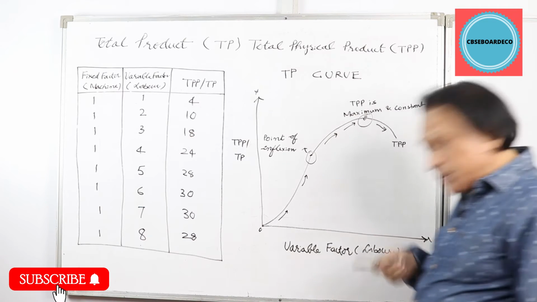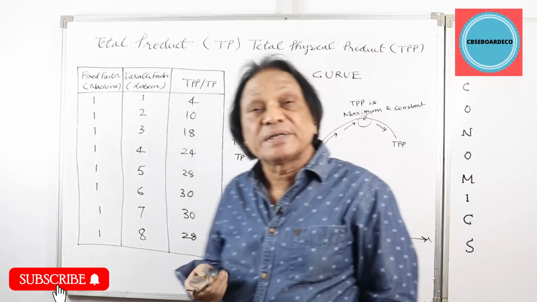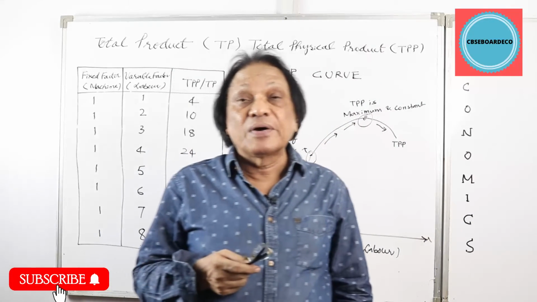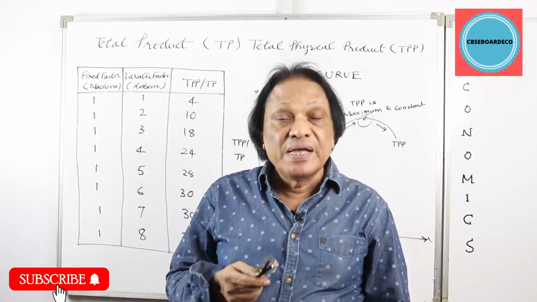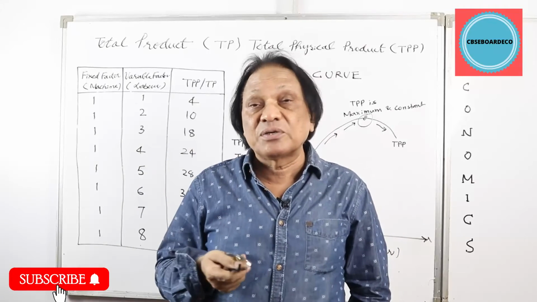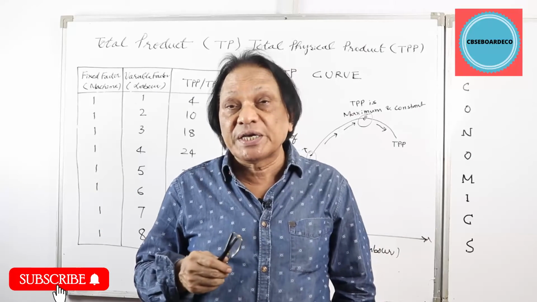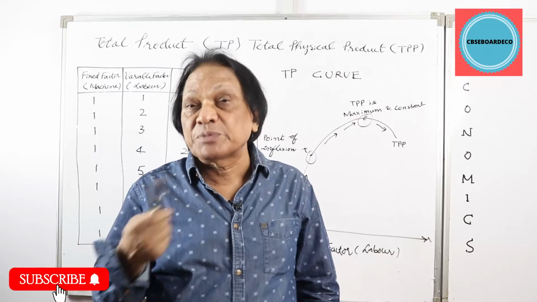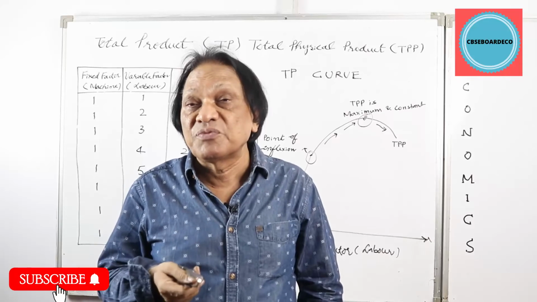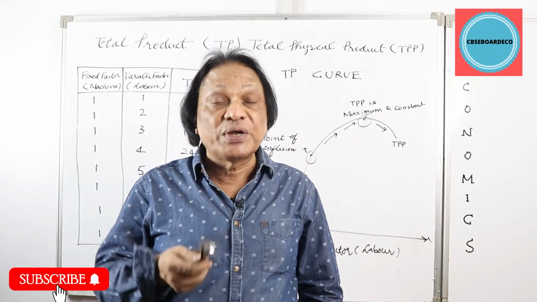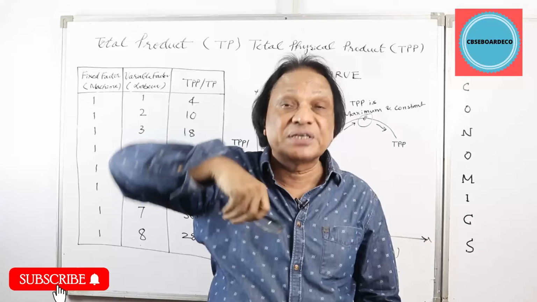Why is this happening? Why is the total product not increasing at a constant rate? There are 2-3 reasons behind it. As we go on increasing the variable factor of production, division of labor is taking place, specialization is taking place, so they are getting experts because of the repetitive nature of the work. As a result, the production is increasing at an increasing rate.